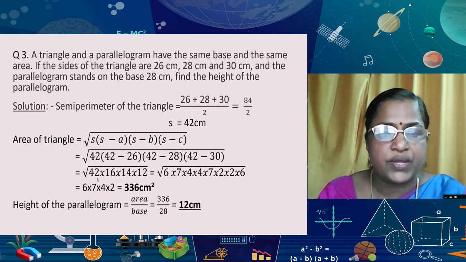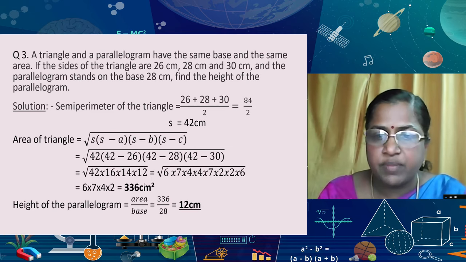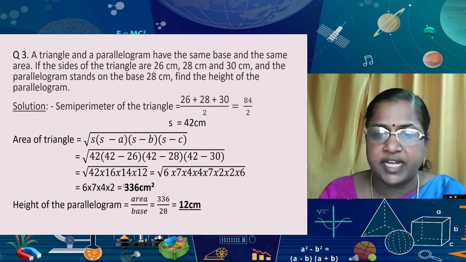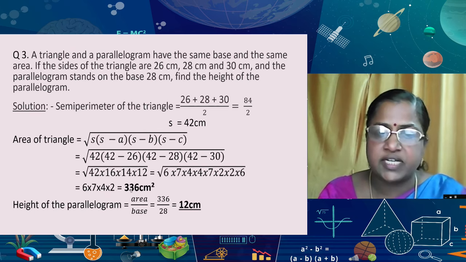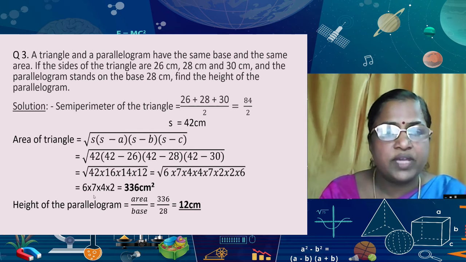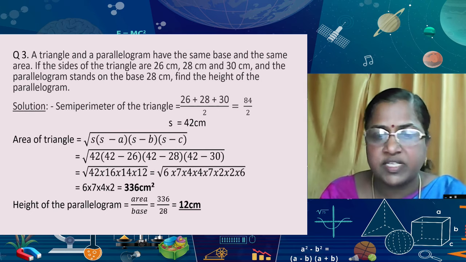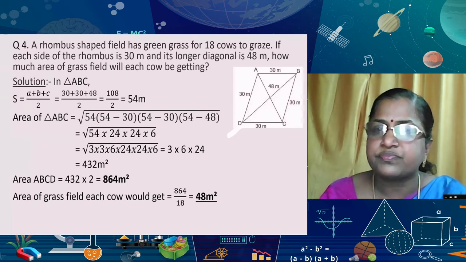Here we got square root of 42 into 16 into 14 into 12. That is, root of 42 can be written as 6 into 7, and 4 fours are 16, 7 twos are 14, 2 sixes are 12. When we take out the square root, 6 into 7 into 4 into 2, that is 336 centimeter square. So we can find the height of the parallelogram by dividing area by base, that is 336 upon base, which is given as 28. So we got the answer as 12 centimeter.